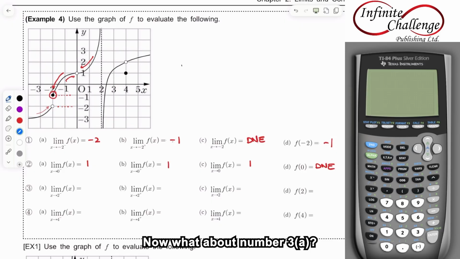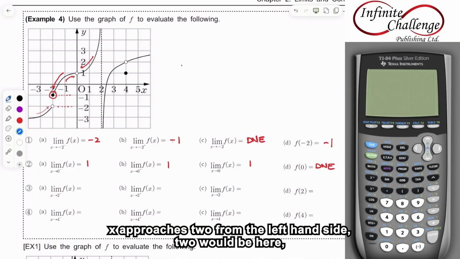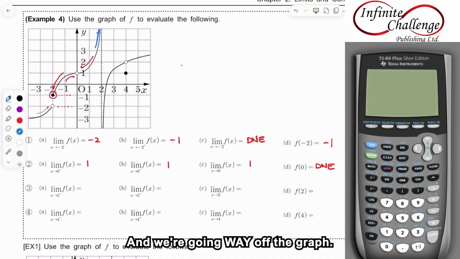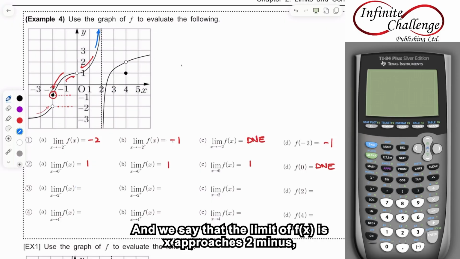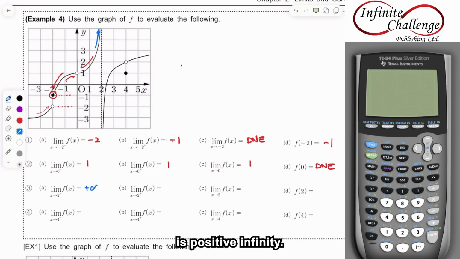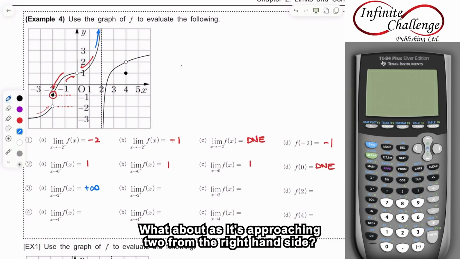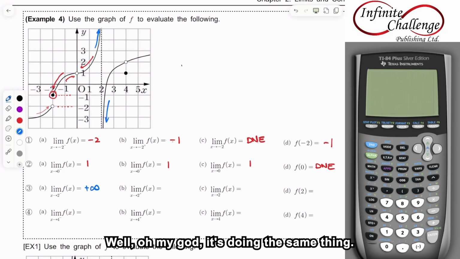Now, what about number 3a? x approaches 2 from the left-hand side. 2 would be here, and oh, we're going way off the graph, and it seems like it's never coming down anytime soon. And we say that the limit of f of x as x approaches 2 minus is positive infinity. What about as it's approaching 2 from the right-hand side? Whoa, oh my god, it's doing the same thing.